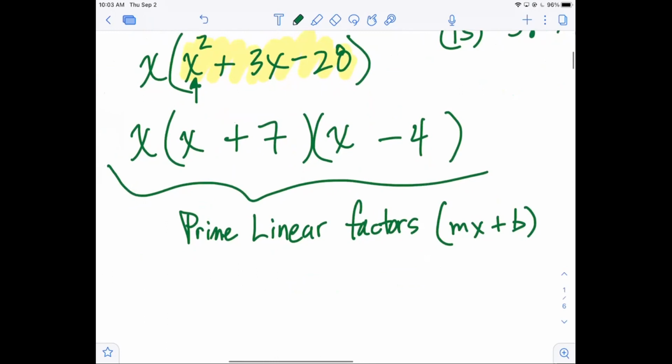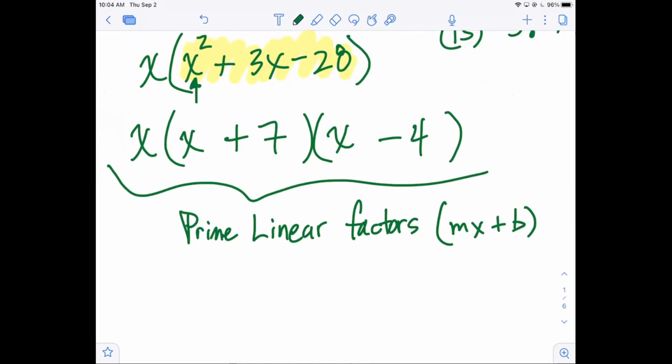The x, don't forget x. It doesn't have the fancy parentheses that the others have, but it could, right? x plus 0 or x minus 0 if you want to fancy it up. So that's 1x plus 0. That's mx plus b. Here's 1x plus 7, 1x minus 4. If you can get it down to linear factors, you're done.